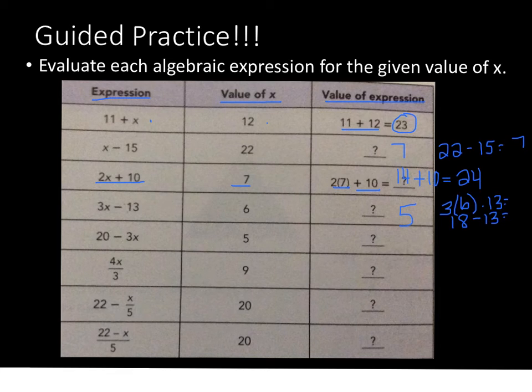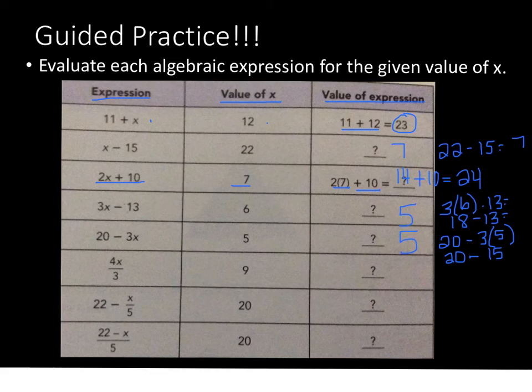And then I've got 20 minus 3x, and they tell us that x is equal to 5, so that's 20 minus 3 times 5. And I know 3 times 5 is 15. So 20 minus 15, again, gives me 5.